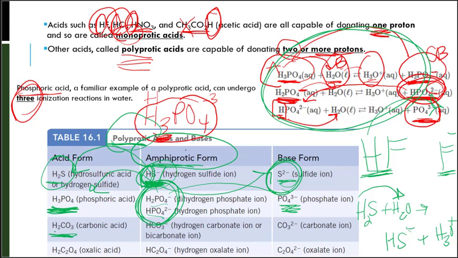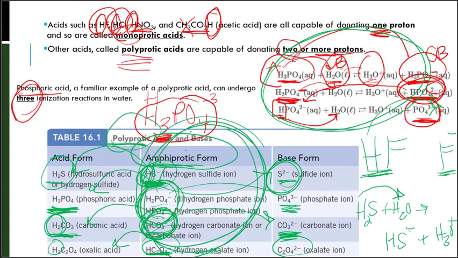Same with carbonic acid. This has 2 hydrogens it could donate. It could donate 1 to become HCO3-. It could donate a second one to become CO3 2-. Now HCO3- could give 1 more to become a base, or it could accept 1 to become the acid. Same with oxalic acid. Here I have 2 H's. If it donated 1, it would become this one. If I donated a second, it'd become this one. We could also take this amphiprotic form and accept 1. All of these could act as an acid or a base.